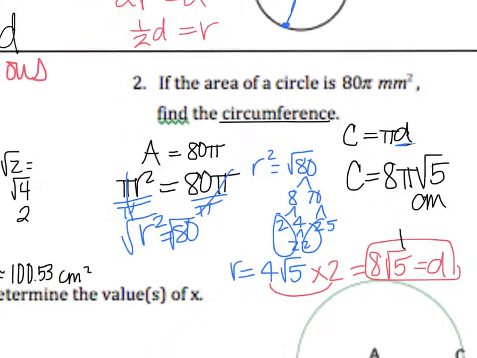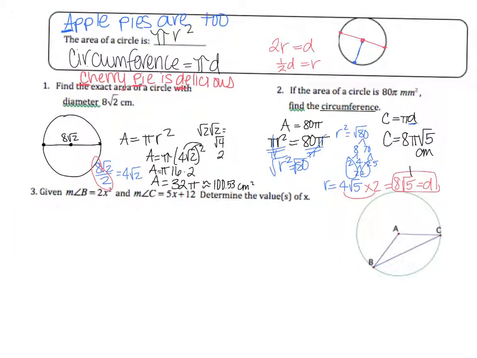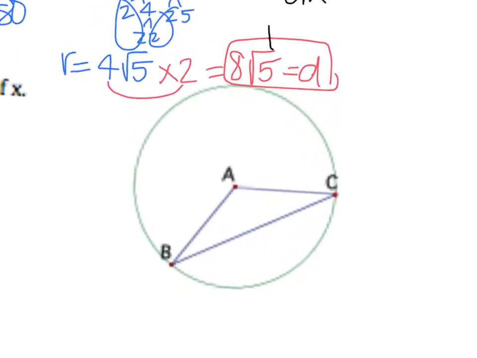All right. Number 3, it says given angle B is 2x squared and angle C is 5x plus 12, determine the values of x. So here's just something that we need to be cognizant of as we're looking through these circles and figuring out what they mean.